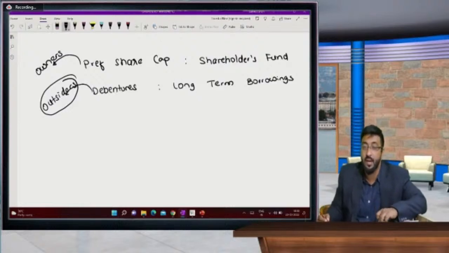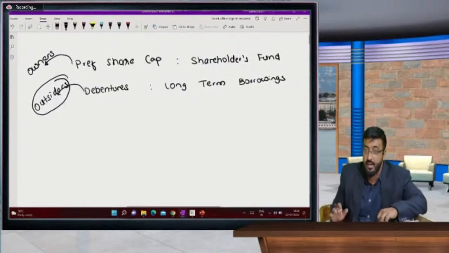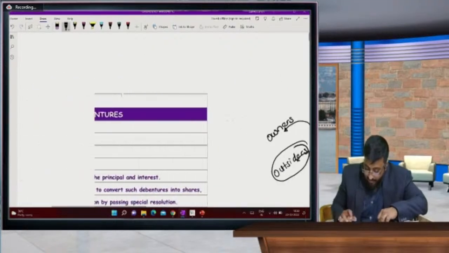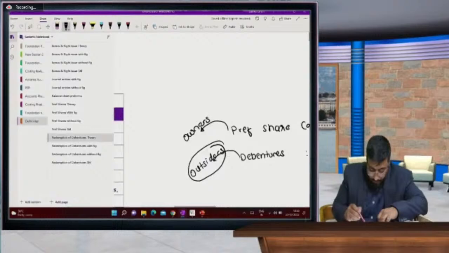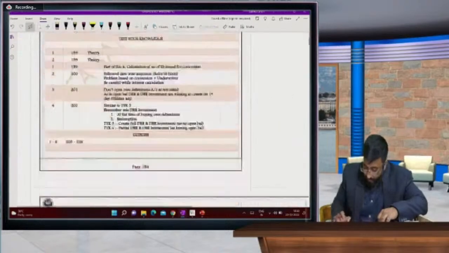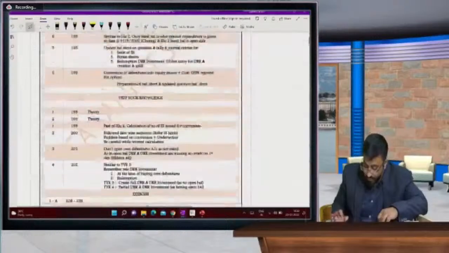So see beta, debentures. Write down redemption of debentures. First index, for index beta, leave minimum 2 to 3 pages.